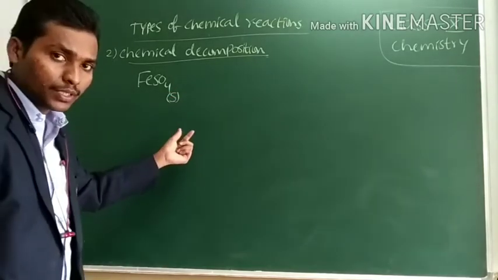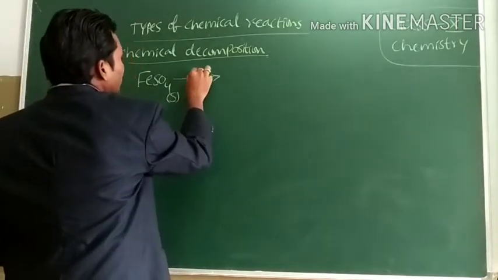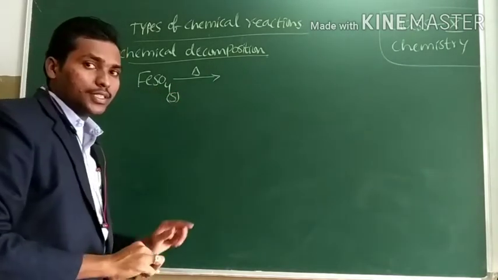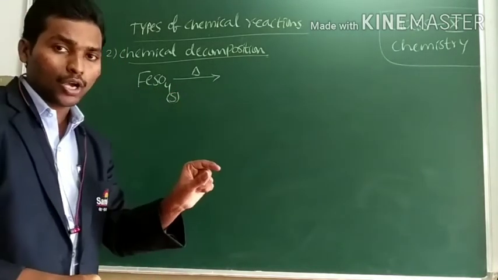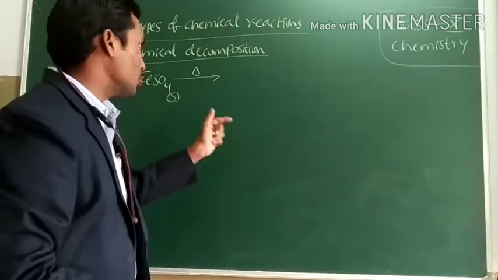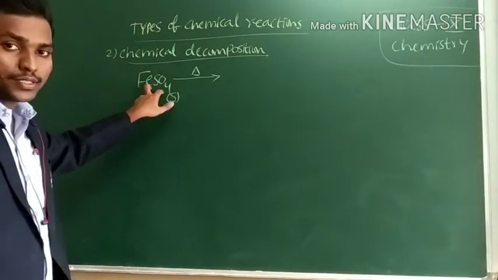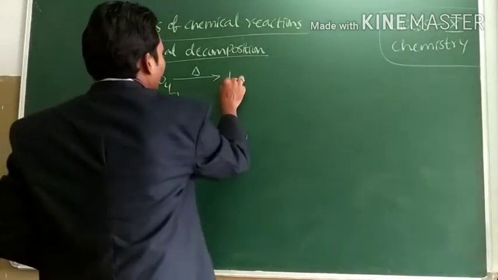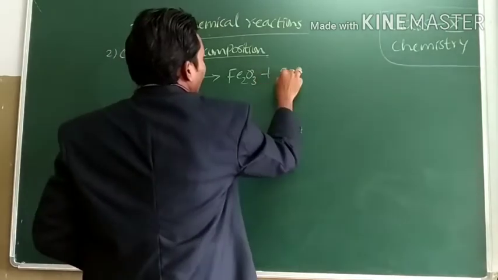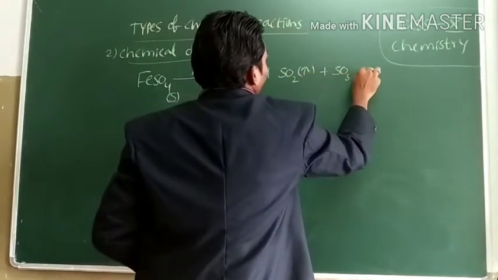Take a few grams of ferrous sulfate in a boiling tube and heat them with the help of a Bunsen burner or spirit lamp, and hold the boiling tube with a pair of tongs or tissue holder. Then the single compound ferrous sulfate dissociates to form ferric oxide, Fe2O3, and releases sulfur dioxide and sulfur trioxide gas.